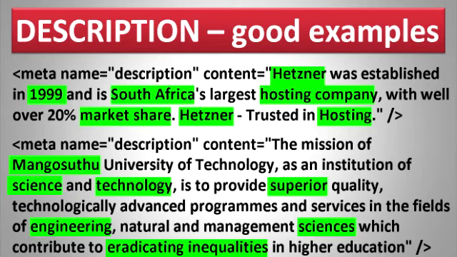The second one at the bottom, also with the green highlighting, again has a number of strange words. Mangosuthu, for example, which is the name of a university, is not a common English word, and therefore it's good to have it in there because it grabs the attention, and once again for the right audience, this description meta tag will do the job.